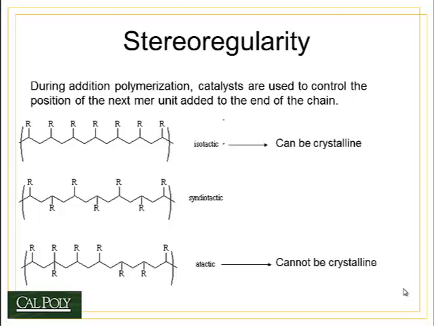Isotactic polymers can be crystalline because of the regularity of the structure. Atactic cannot be crystalline because it's so irregular and random. Syndiotactic is typically semi-crystalline. It has some ability to form a crystal structure, but has some difficulty as well, so you'll get some areas that are crystalline and some areas that are simply amorphous.